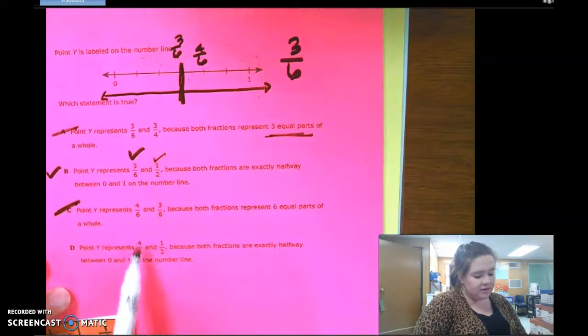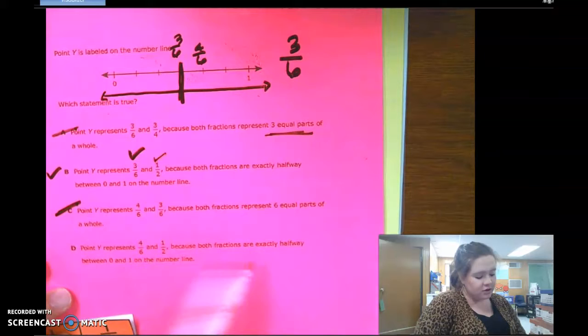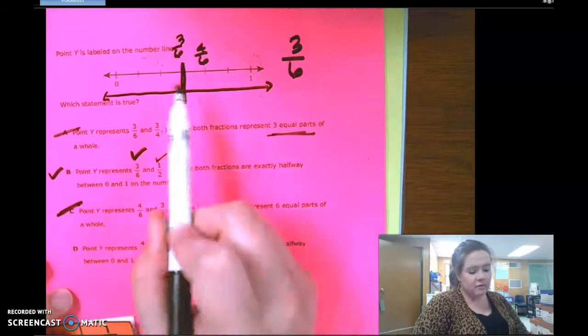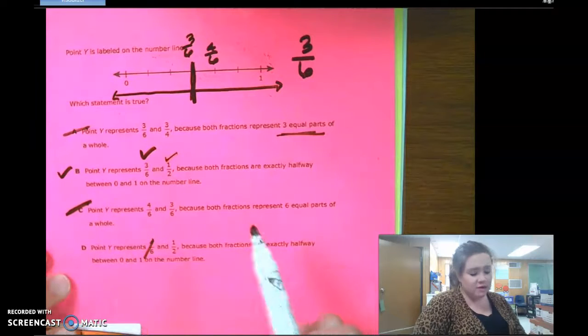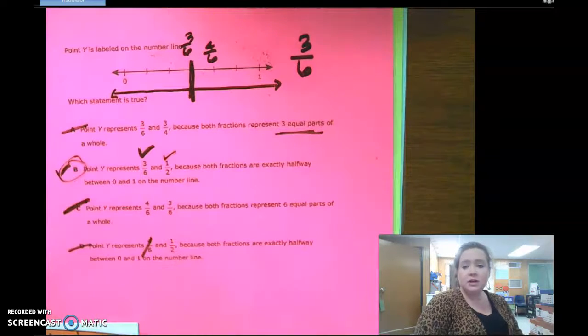Point Y represents 4/6 and 1/2 because both fractions are exactly halfway between 0 and 1. Well, we already stated that point Y represents 3/6. So it's not going to be 4/6. The correct answer here is letter B.